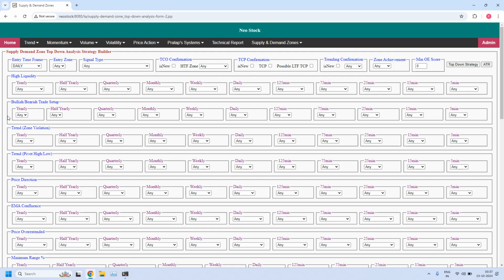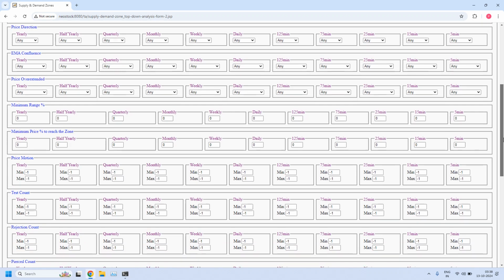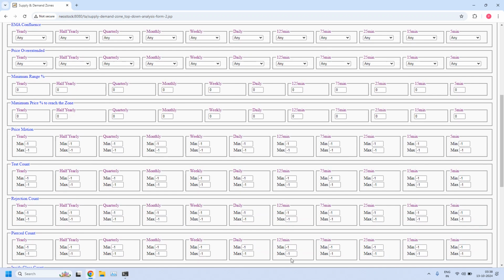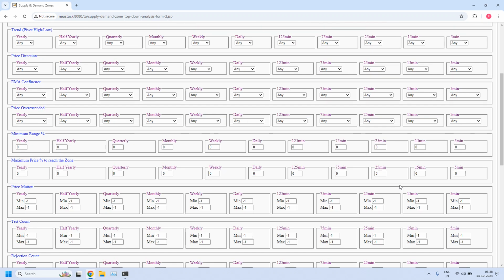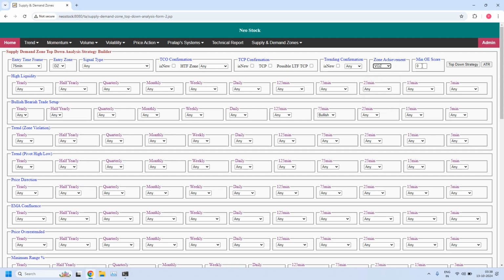Okay, next let us look for bullish trade setup for weekly income trade. So weekly income trade entry time frame is 75 minutes. Entry zone should be demand zone. In bullish or bearish trade setup at 75 minutes time frame, I am selecting bullish, and 75 minutes demand zone should not be pierced. So in the pierced count at 75 minutes time frame, the minimum value should be 0, maximum value should be 0. And zone achievement violated opposing zone, minimum odd enhancer score 12. All the 3 filters are applied to 75 minutes demand zone.